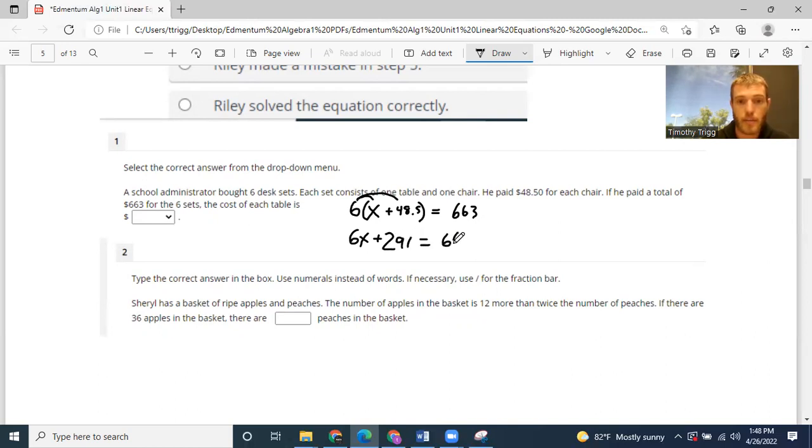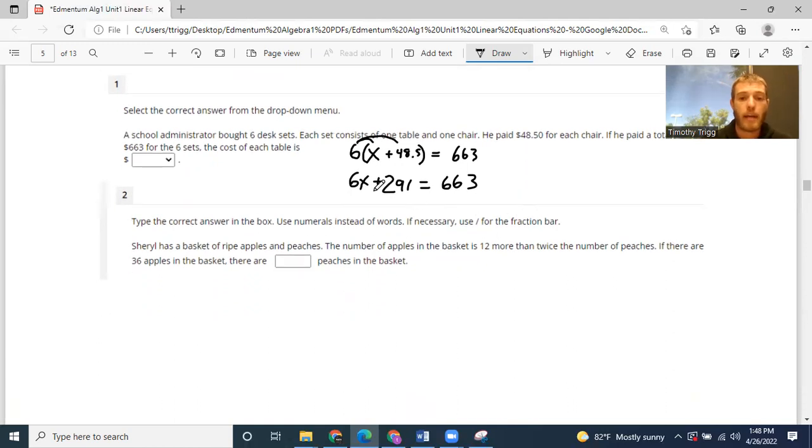291 equals 663. Okay. Whenever you have a number in front of a parentheses like that, that means this number gets to multiply by every term in the parentheses. Okay, that's called distributing. Go ahead and try to solve it from there. I think you'd subtract 291 both sides and then so on.